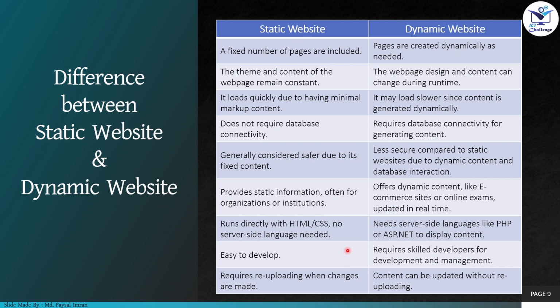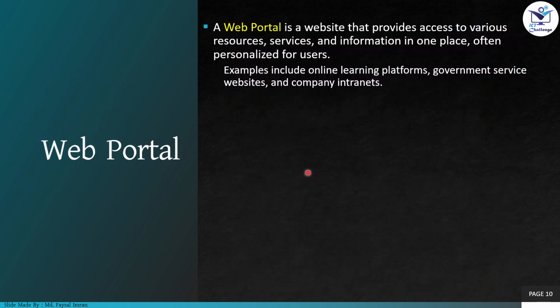So what is a server? A server is a kind of memory. You can just think that a server is a memory. When you change anything, you have to upload those changes to the memory. Then you can see the changes. Otherwise, you can't. Okay, so those are the differences between static and dynamic websites. You have to read this very carefully, because you can be asked many questions from these parts. Okay, so now let's talk about the web portal.